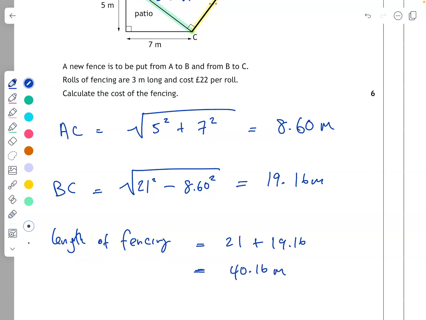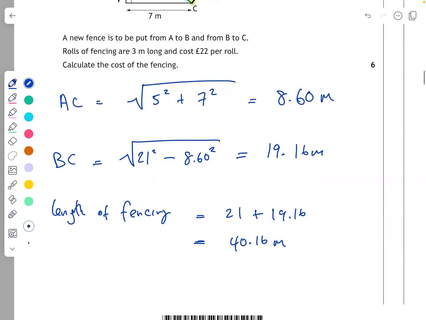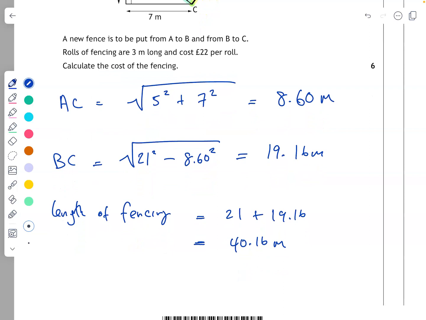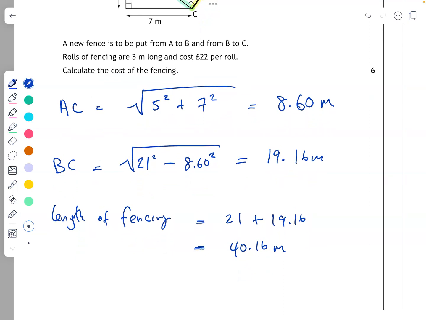So we need 40.16 metres of fencing, but the rolls come in 3 metre lengths. So how many lengths do we need? Well, we're going to do rolls needed. That's going to be this 40.16 divided by 3. And that comes to 13.38. We can't get 0.38 of a roll, so we have to round up to 14.